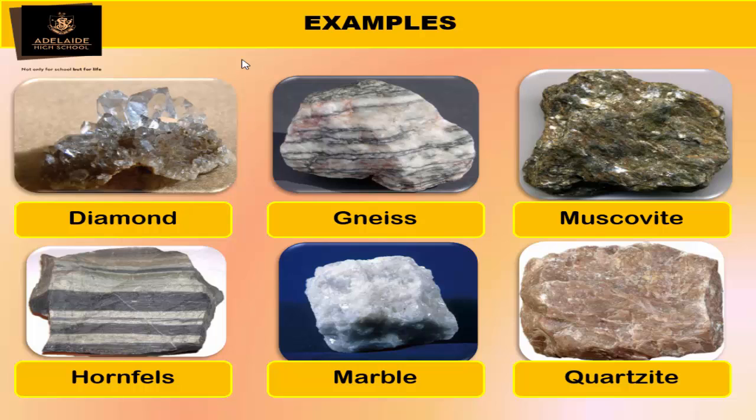Diamond, nice. Muscovite, hornfels, marble, quartzite. Marbles here are actually from limestone, guys. So it's actually a much more refined form of limestone. Limestone is rough and choppy. Marble here is eloquent.